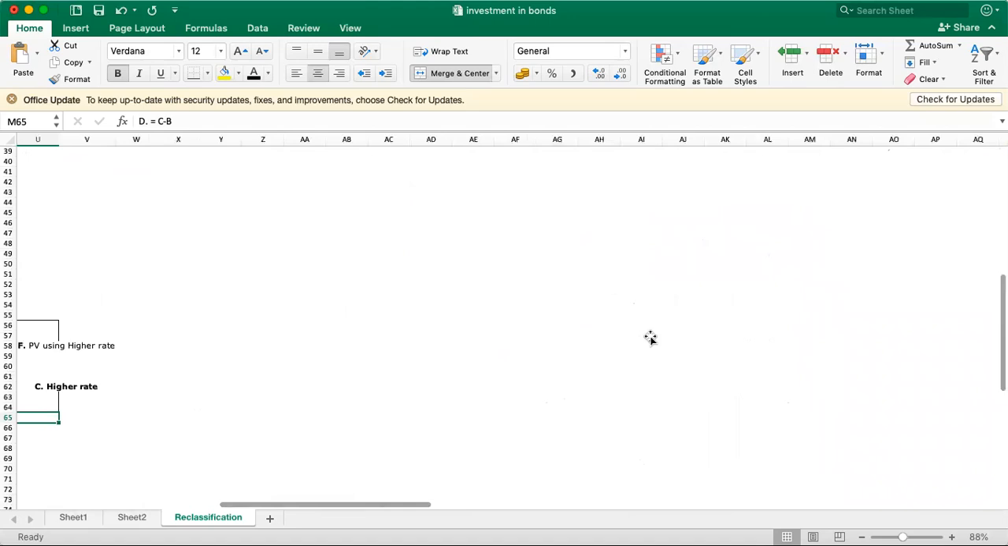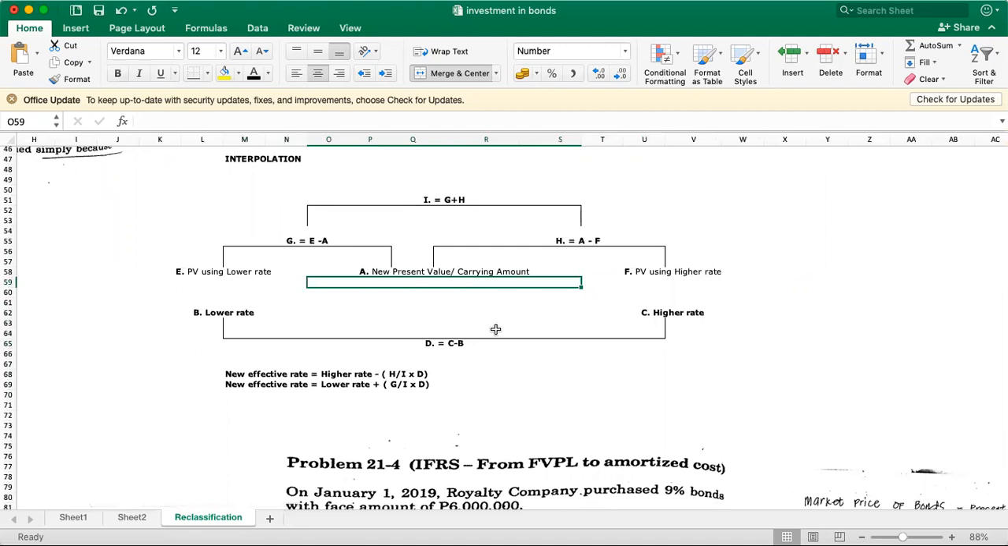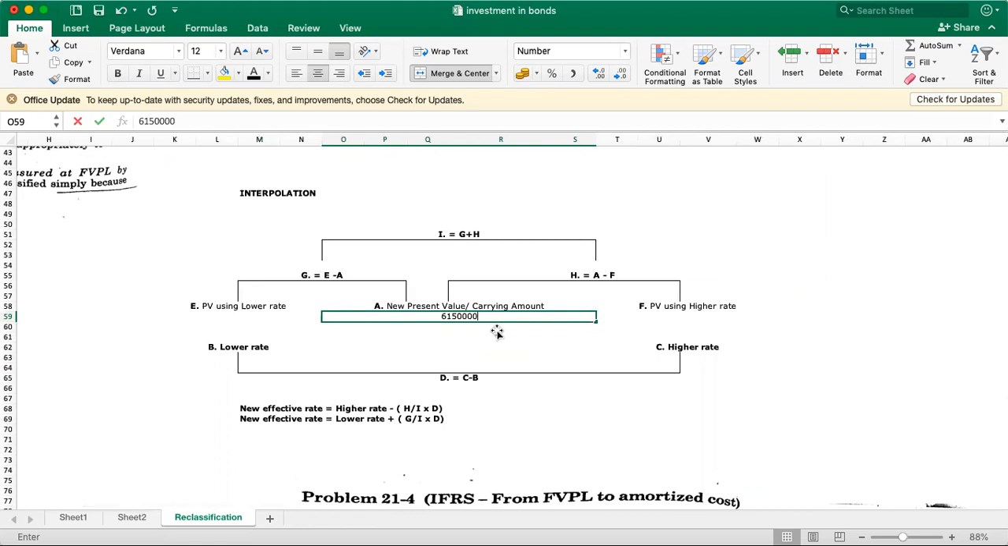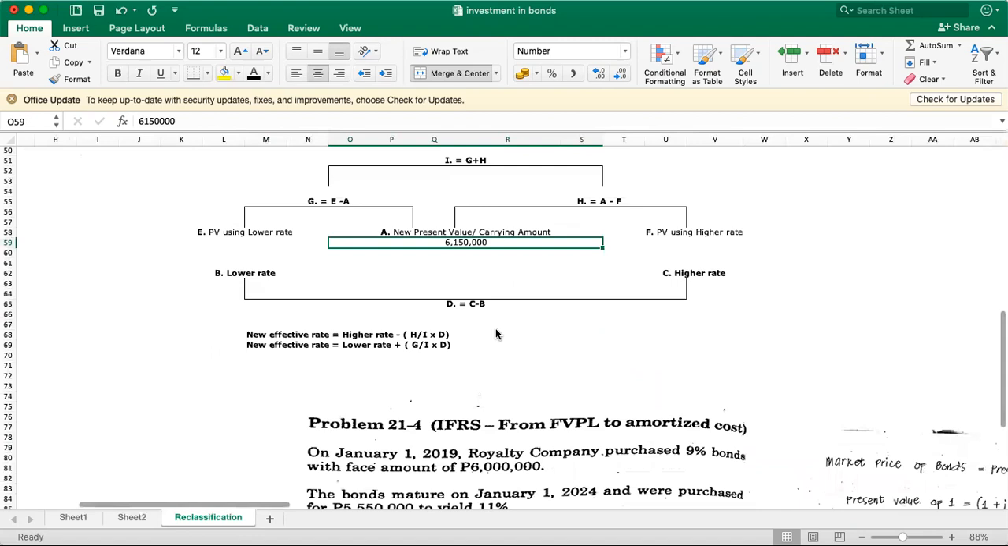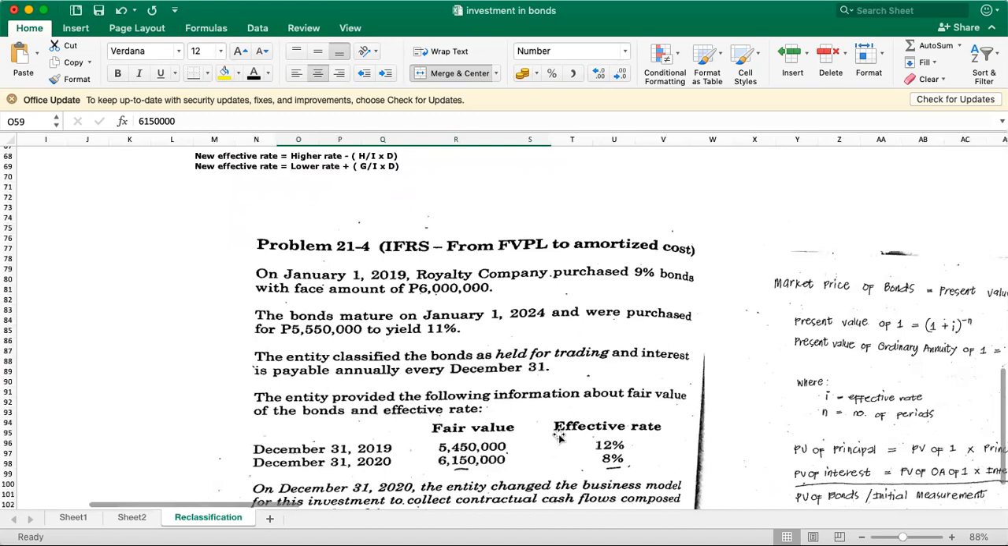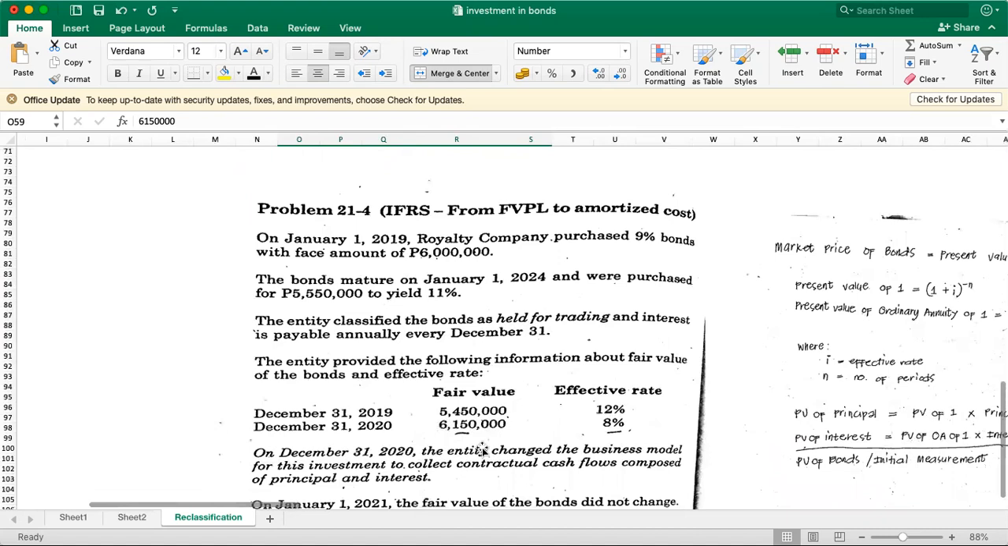Let's apply dito sa table natin. Magkano yung new present value natin, di ba? So, that's 6,150,000. Okay, so we know that the correct interest rate is at 8%. Kung titingnan natin, di ba, may premium, may discount. Magkano yung carrying amount natin? 6,150. Magkano yung face value natin? 6 million. So, di ba, yung carrying amount natin is greater than the face value, therefore there is premium.